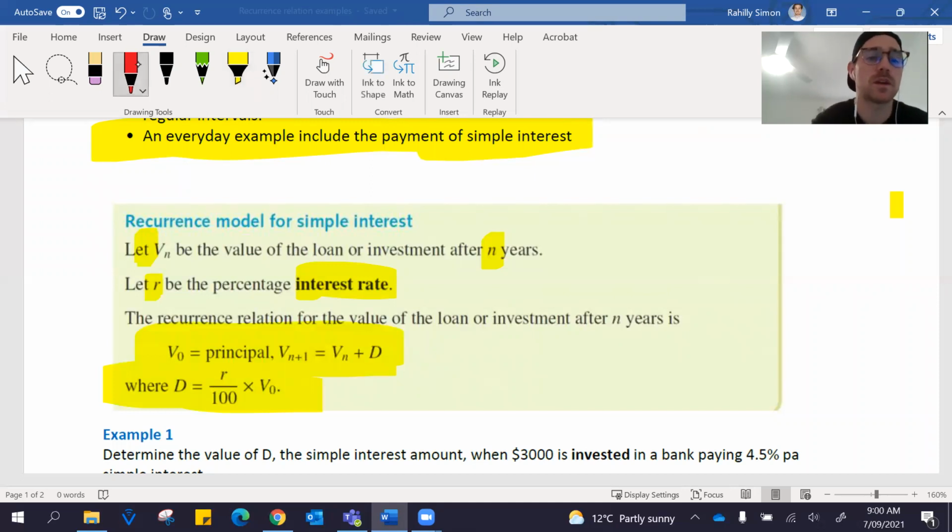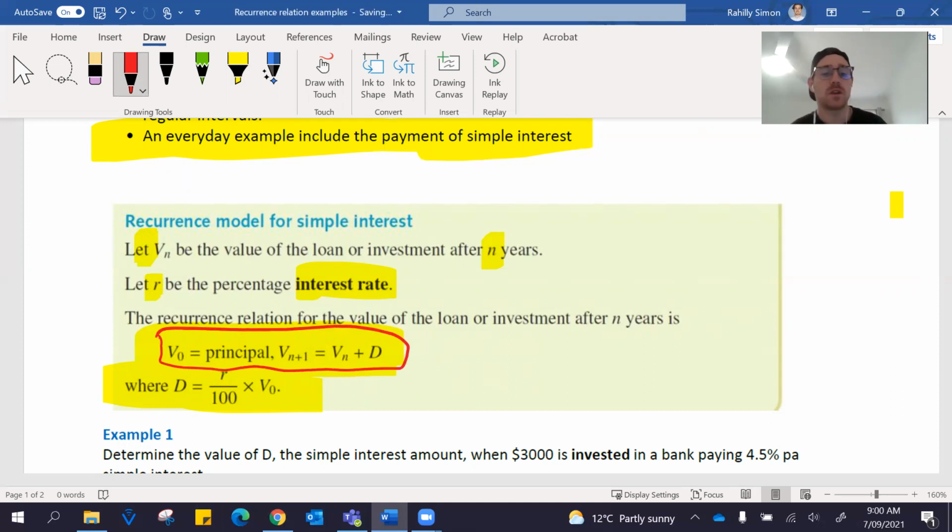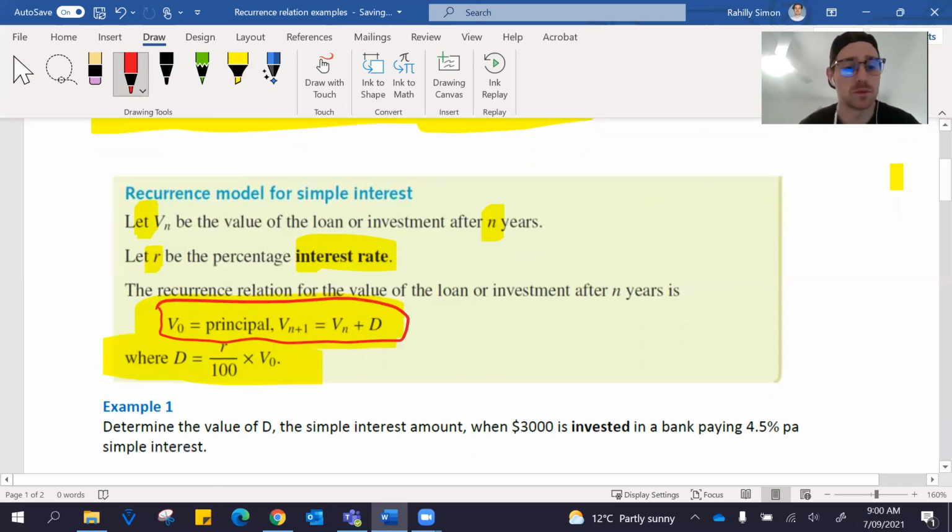I'm going to go through some examples here, but this here is key. That is the recurrence relation. That formula is something that we're going to be needing to use going forward. It looks quite wordy, but it's actually really simple.